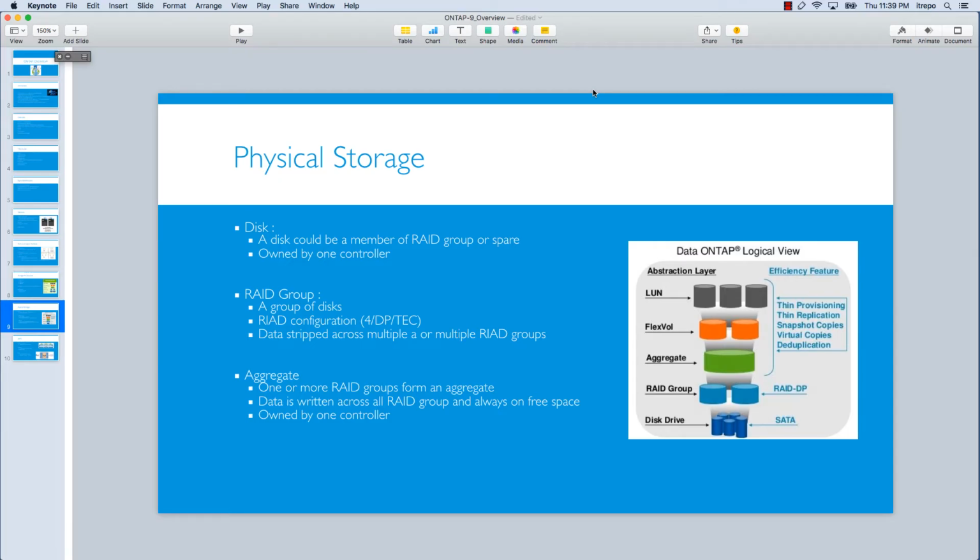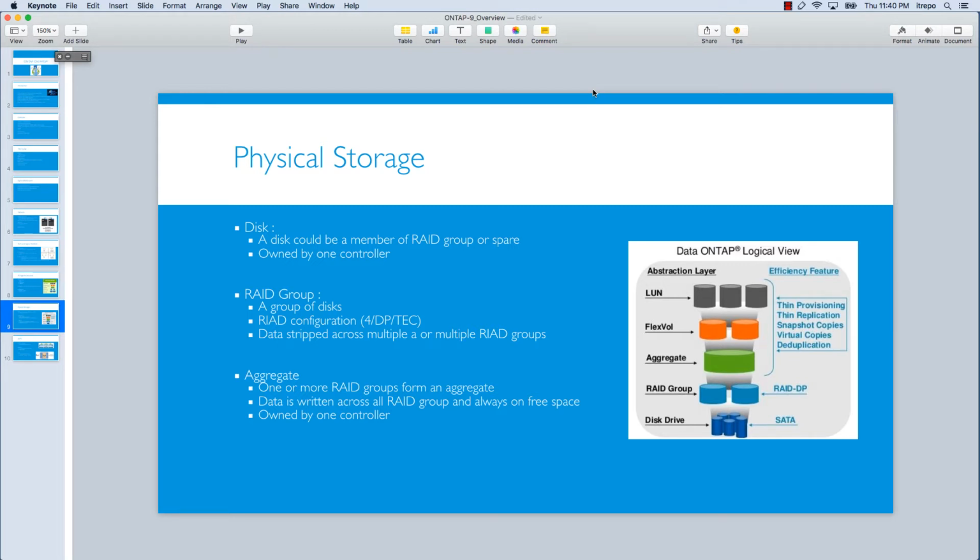Today we want to talk about physical storage. As you can see in the slide, we've talked about the physical layer and the logical layer for the storage architecture in the previous section. But right now I'm just trying to explain the physical part. The physical storage layer consists of three parts. First of all, it's disks, the second one is RAID groups, and then it is aggregates.